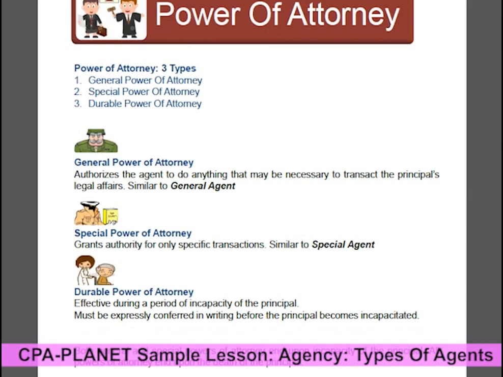So both the general and special powers of attorney end upon the incapacity of the principal. All powers of attorney end upon the death of the principal. Okay, so that's pretty common sense. So you can remember this one pretty easily.